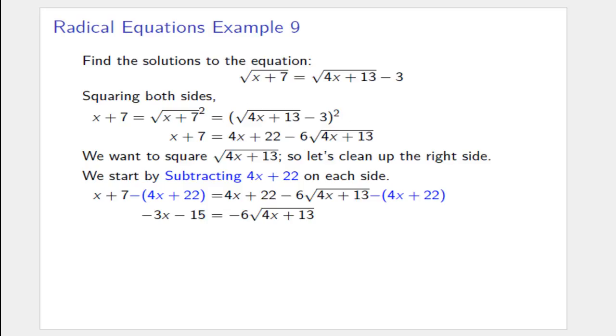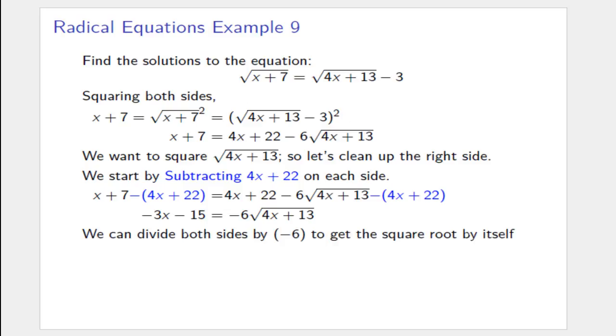While on the left, we have x minus 4x, which is negative 3x, plus 7 minus 22, which is negative 15. Now, we can divide both sides by negative 6 to get the square root by itself, but we don't need to because of distribution of exponents over multiplication. What I mean here is if we have a times b to the n, that equals a to the n times b to the n.